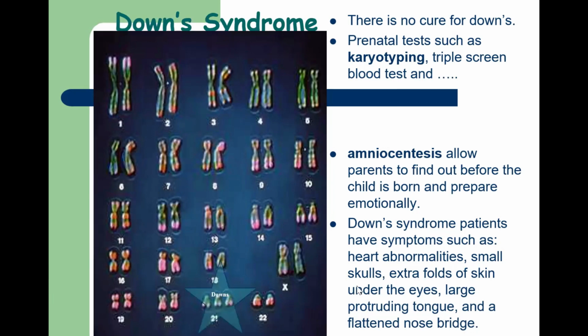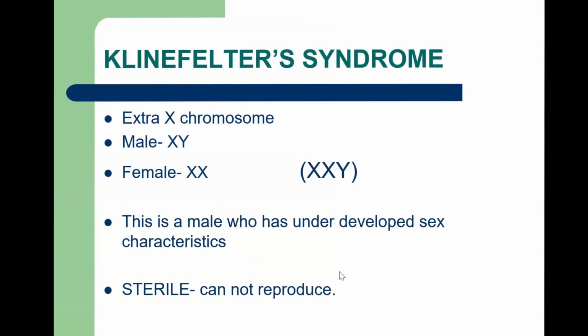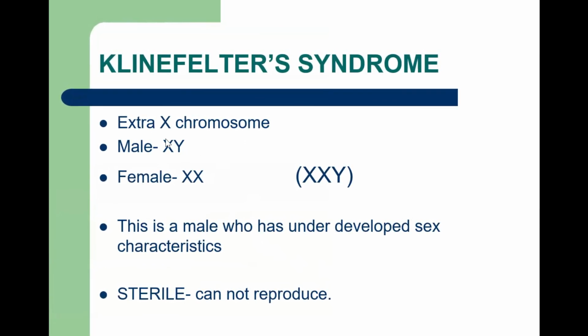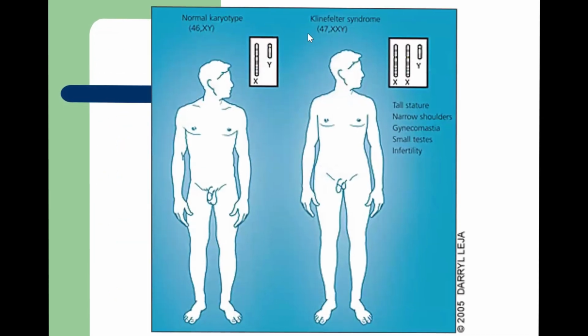Besides the extra chromosome 21, there's also Klinefelter syndrome. Klinefelter syndrome is when there is an extra X chromosome. Generally males have XY chromosomes, so when there is an extra X chromosome, they are going to be XXY. So this is a male who has underdeveloped sex characteristics. They have this problem and still cannot reproduce. They are infertile.